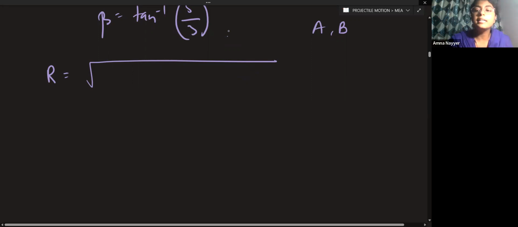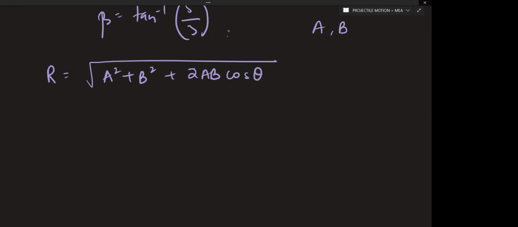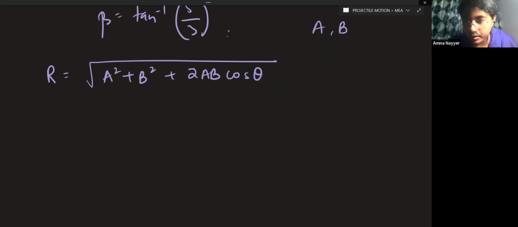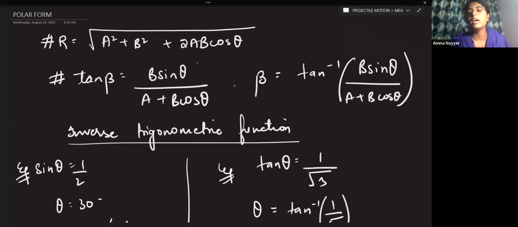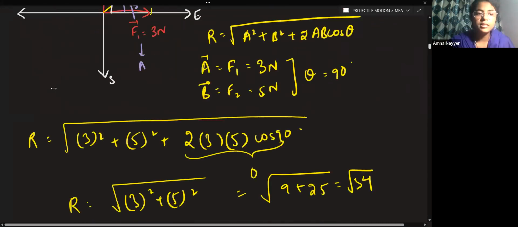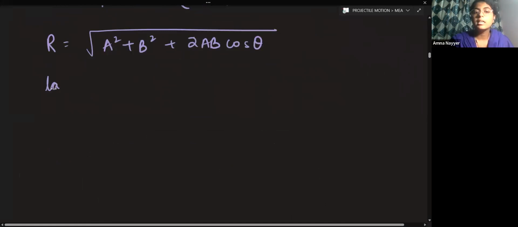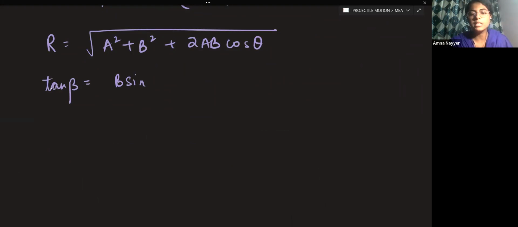So the resultant is the square root of A square plus B square plus 2AB cos theta. This is the resultant of the two vectors. Similarly, tan beta gives you the direction of the vector. Magnitude is given by this formula, direction is given by this: tan beta equals B sin theta divided by A plus B cos theta.